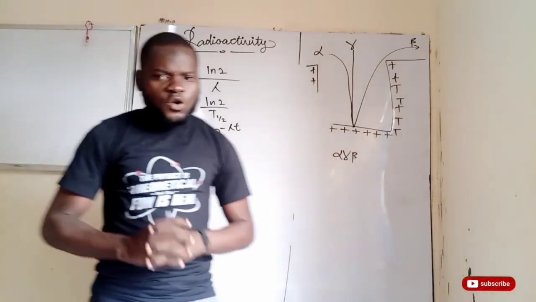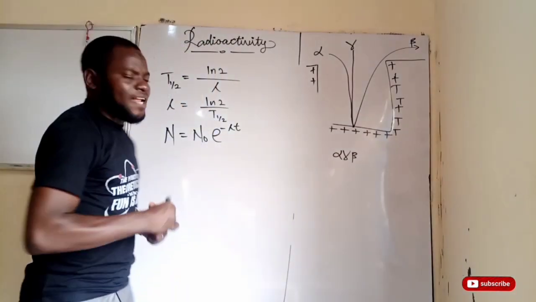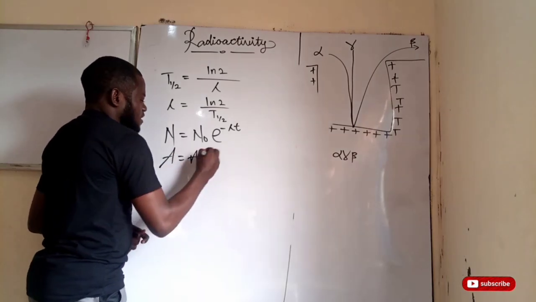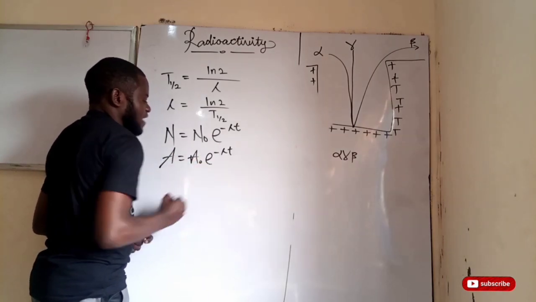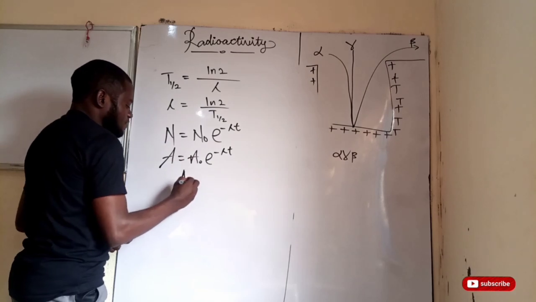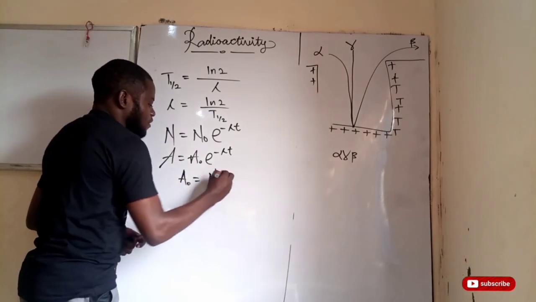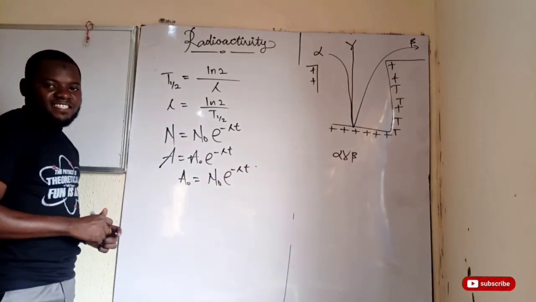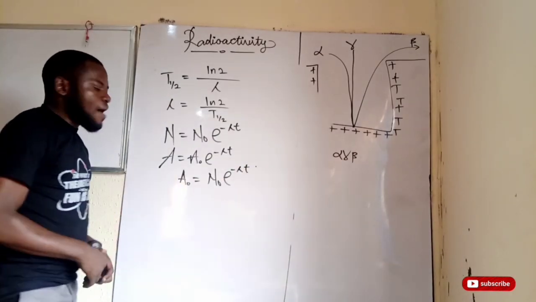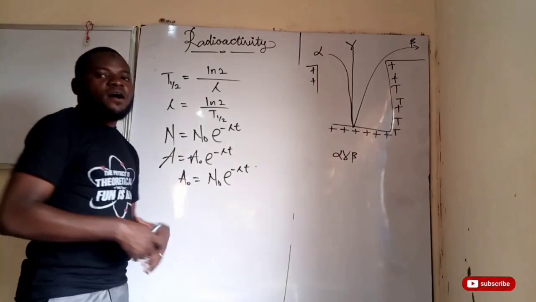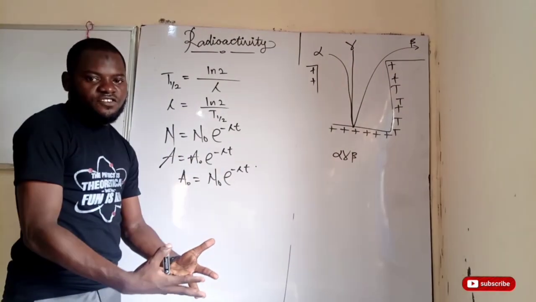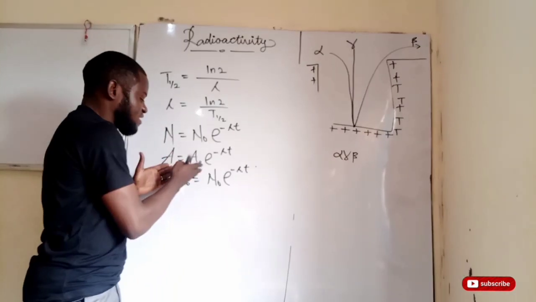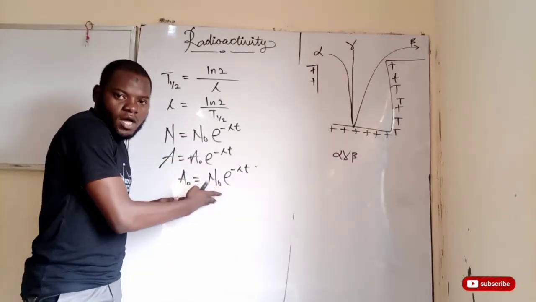Now there's another equation that looks like this. A equals A naught e to the power of negative lambda t, where A naught is equal to N naught e raised to the power of negative lambda t. We have this when we are talking about the amount of disintegration. As we move on, if the question requires us to use this, we'll talk about it as well.